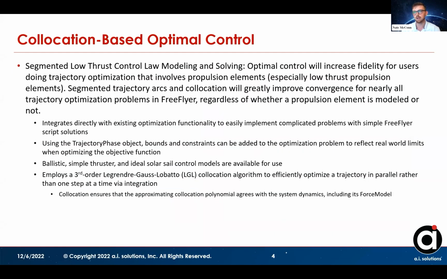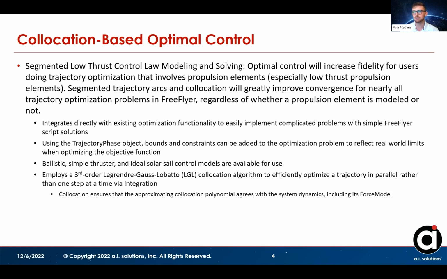So let's go ahead and jump into the next thing, which is the collocation-based optimal control, the main headlining feature of FreeFlyer 7.8. Optimal control in FreeFlyer 7.8 will increase fidelity for users doing trajectory optimization that involves propulsion elements, especially low thrust propulsion elements. Segmented trajectory arcs and collocation will greatly improve convergence for nearly all trajectory optimization problems in FreeFlyer, regardless of whether a propulsion element is modeled or not. These new features integrate directly with existing optimization functionality to easily implement complicated problems with simple FreeFlyer script solutions.